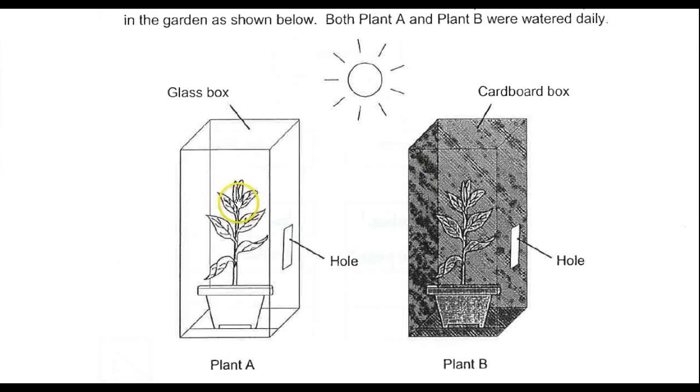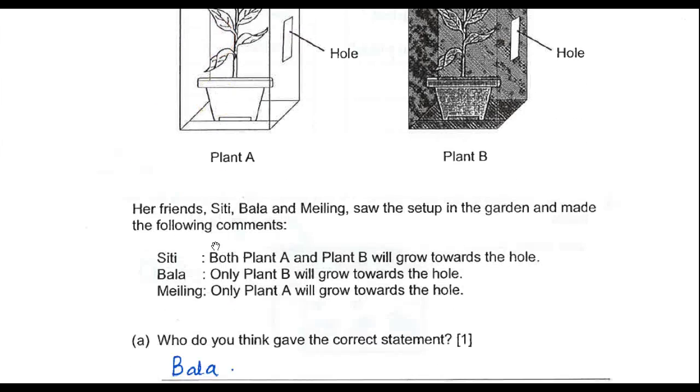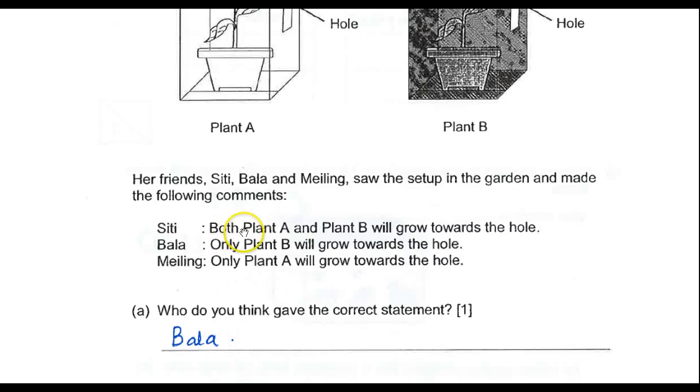Right over here, glass, cardboard, only the hole here allows light to go in. There's a hole here too, but the whole glass does allow light to pass through. Now, Siti says both plants A and B will grow towards the hole. Bala says only plant B will grow towards the hole. Mei-Ling says plant A will grow towards the hole. Who do you think is correct?